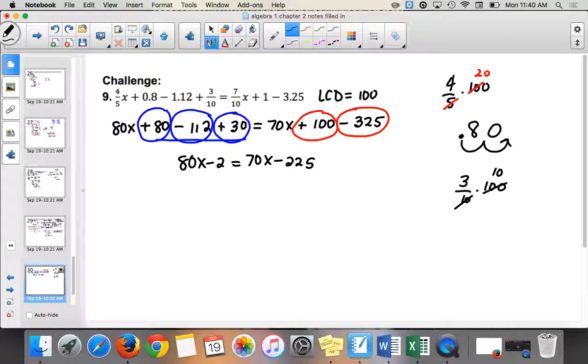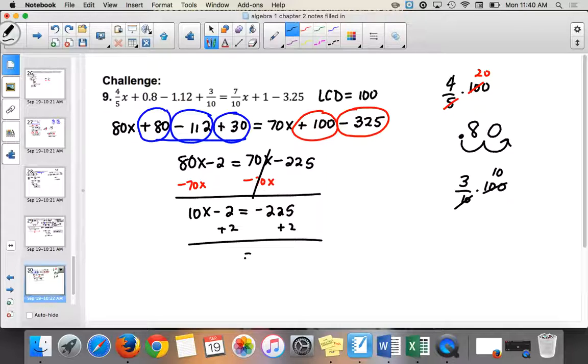I have everything simplified completely on the left, completely on the right. So I'm going to subtract my 70x over. When I do, I get 10x. My x's are gone, right? Equals negative 225. Don't forget that negative. Then I'm going to add the 2 over. When I add the 2 over, what do I get? Negative 223, exactly.